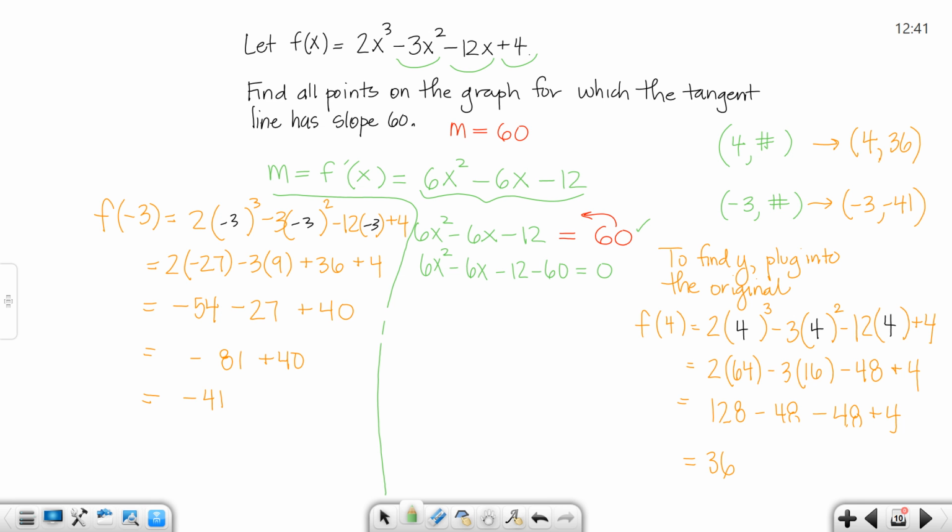So now we have to solve it out, and the way that you solve it out is you're going to bring the 60 over so that you can factor it. So you get 6x squared minus 6x minus 72. Now this one's a little tricky to factor because it has a greatest common factor. Everything has a 6. So I can take a 6 out, and that leaves me with x squared minus x minus 12. And when we factor that, we're going to get x minus 4 and x plus 3.